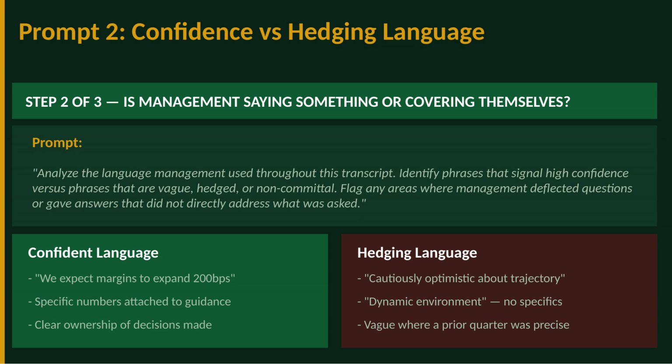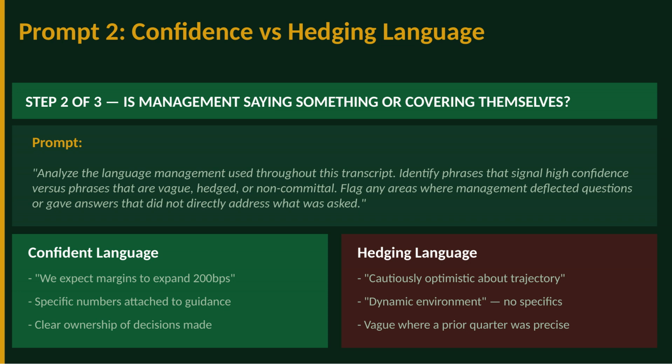Prompt 2 is where it gets interesting. Ask the AI this. Analyze the language management used throughout this transcript. Identify phrases that signal high confidence versus phrases that are vague, hedged, or non-committal. Flag any areas where management deflected questions or gave answers that didn't directly address what was asked.